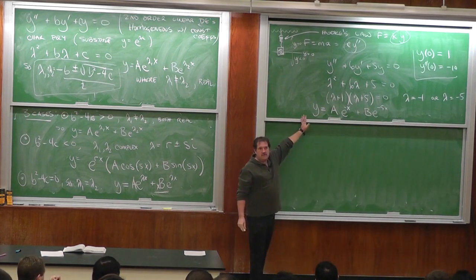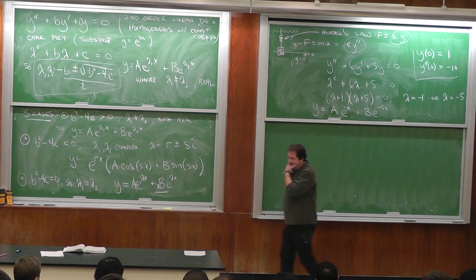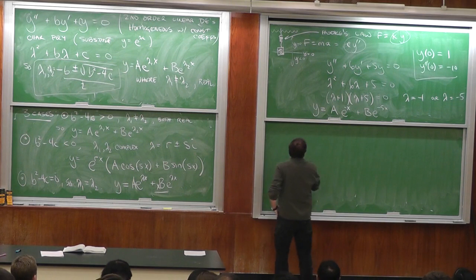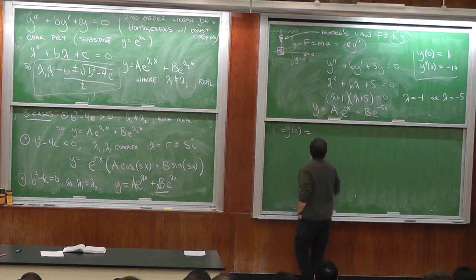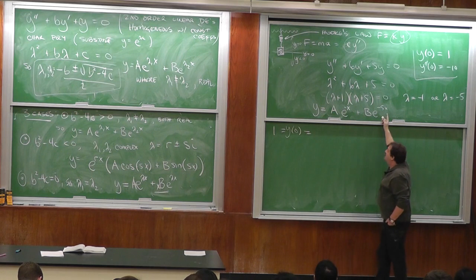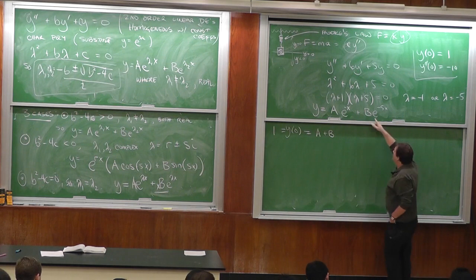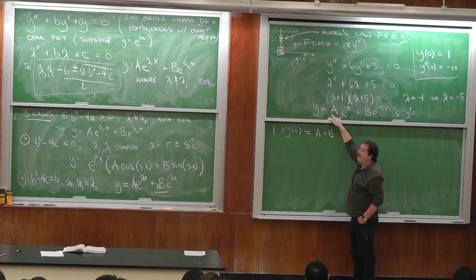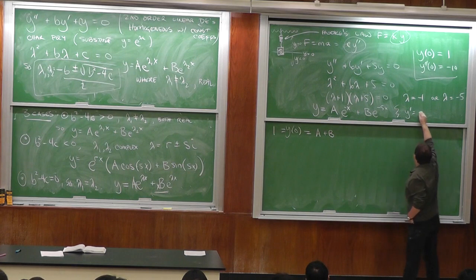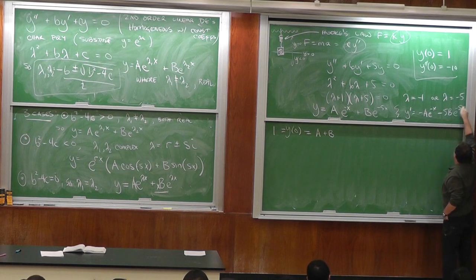So is everybody okay with this? This is what I did last time. Any questions? No? Okay. So here we know that y of 0 is 1. So that tells me that when I put in 0 for x, I get a times 1 plus b times 1. So a plus b is 1. And also, the derivative of this, which I'll just write here, y prime, I get minus a e to the minus x minus 5b e to the minus 5x.